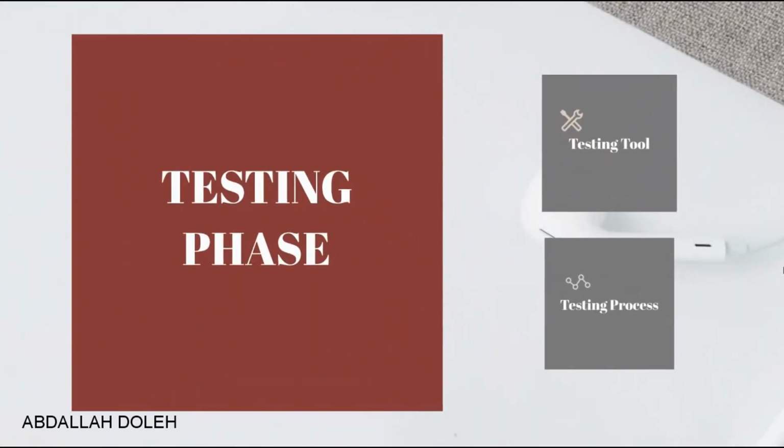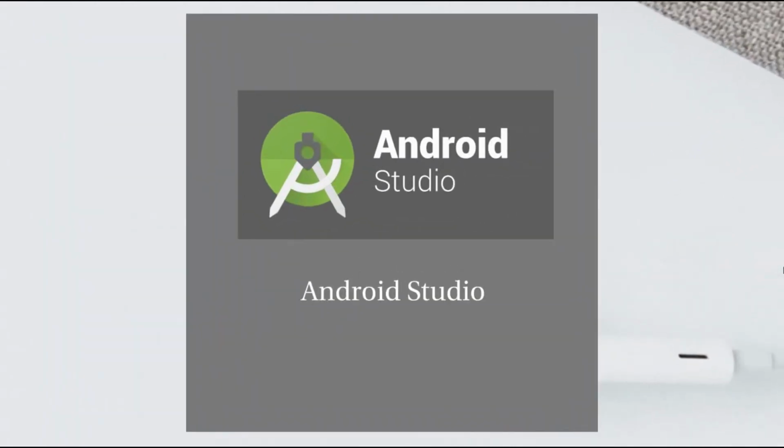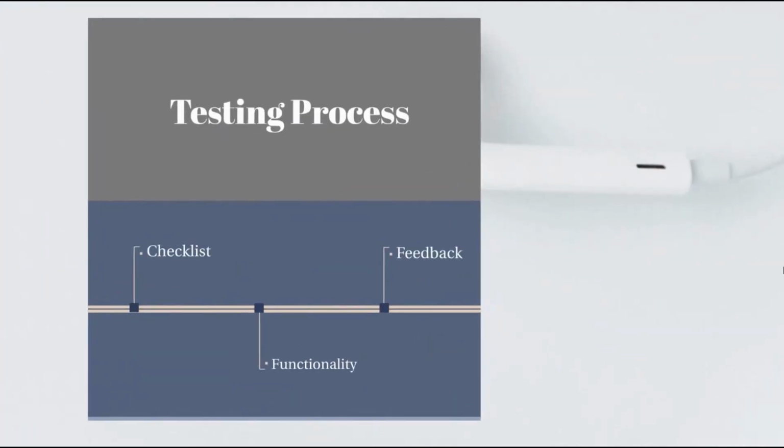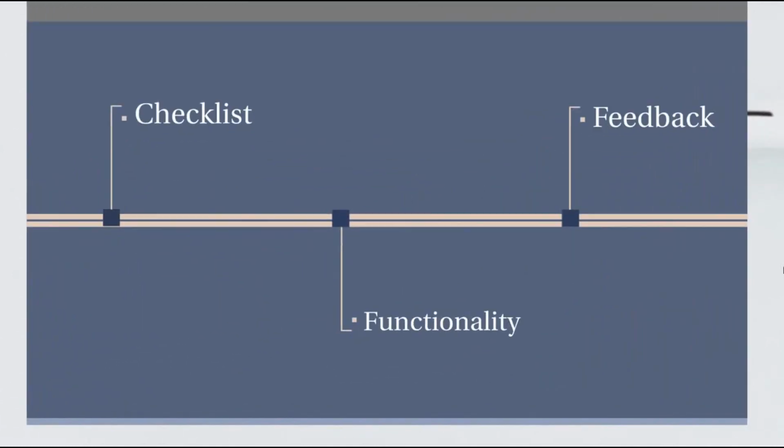Testing a mobile application has become a very important process in any project, and it's a point of concern for app developers. We as testers used manual testing, which means testing the app using our own devices, but we also used the simulators of the Android Studio tool, and it helped us a lot while testing. Our testing process went through three main phases: creating a checklist, testing functionality, and last, sending feedback.